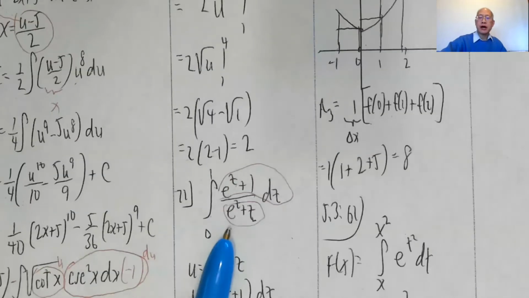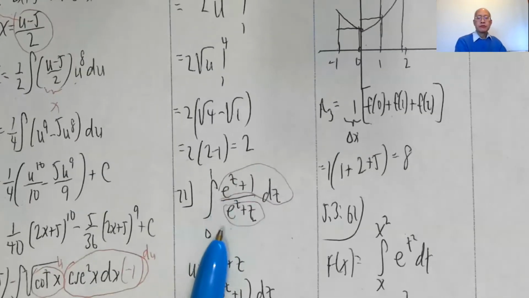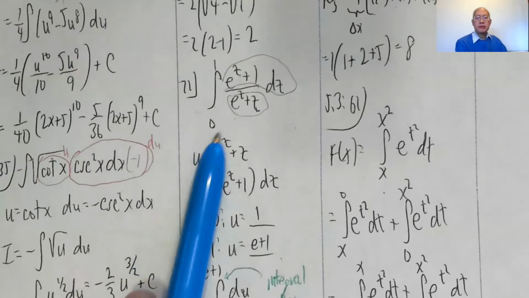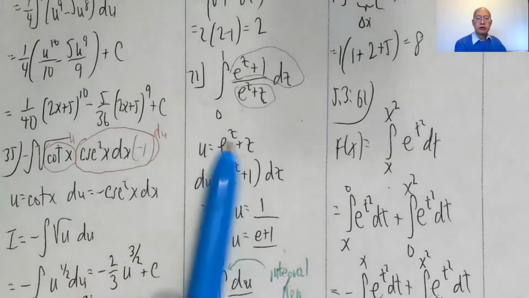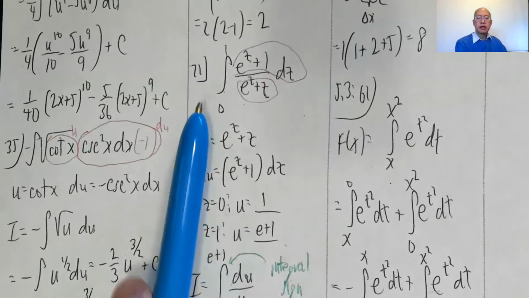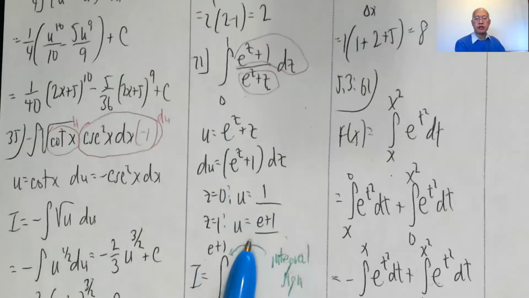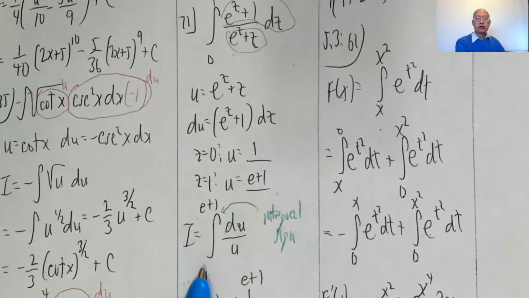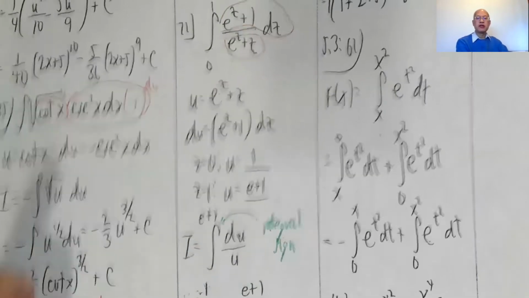71, the derivative of the bottom is the top. So u equals e to the z plus z. du is e to the z plus 1 dz. Change the limits. When z is 0, plug in 0 here and 0 here, u is 1. Plug in 1, I have e to the 1 plus 1. So the new integral sign, this is an integral sign, goes from 1 to e plus 1 du over u.